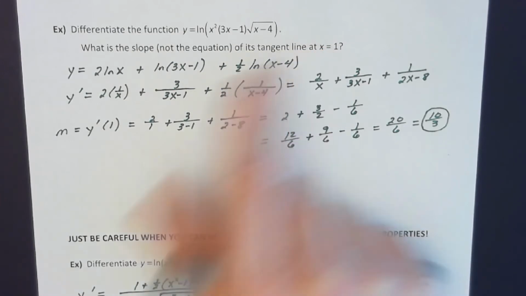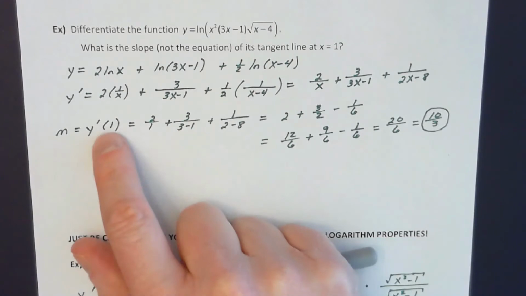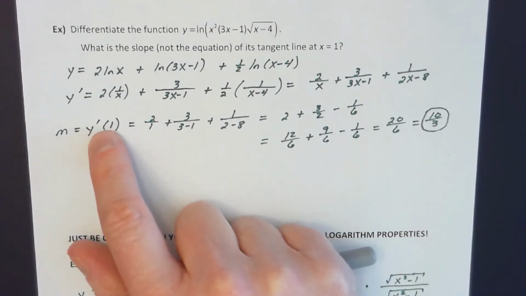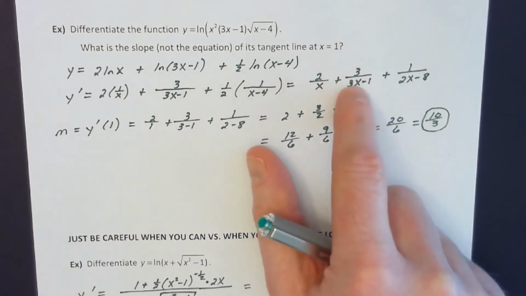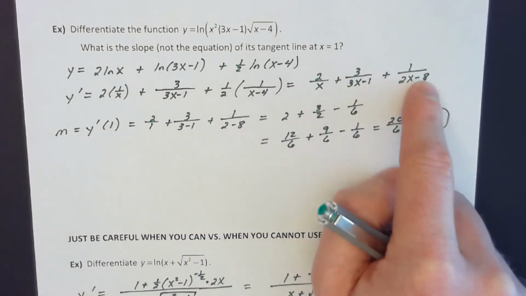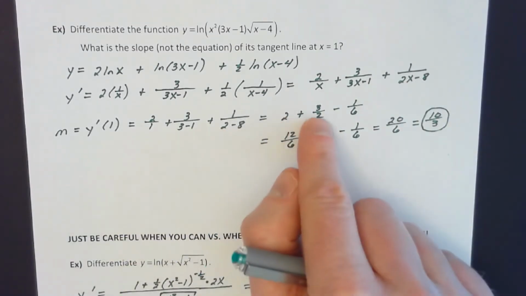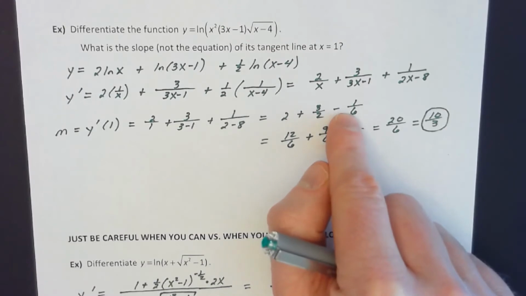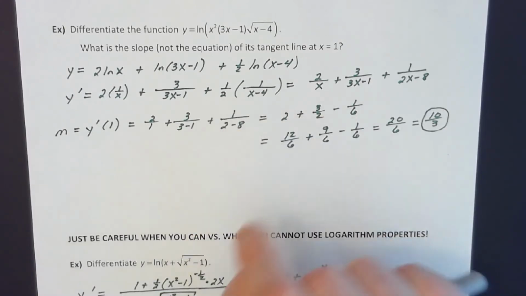Okay, well, for the slope of the tangent line, all I need to do is plug the x value of interest into my derivative equation. So when I do that, I'll just get 2 over 1 plus 3 over 3 minus 1 plus 1 over, it'd be 2 minus 8 there. That's where all that comes from. I get 2 plus 3 over 2 minus 1/6. That's a minus because the denominator was a negative 6.